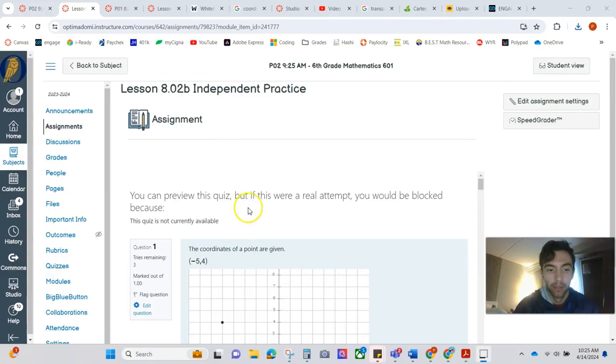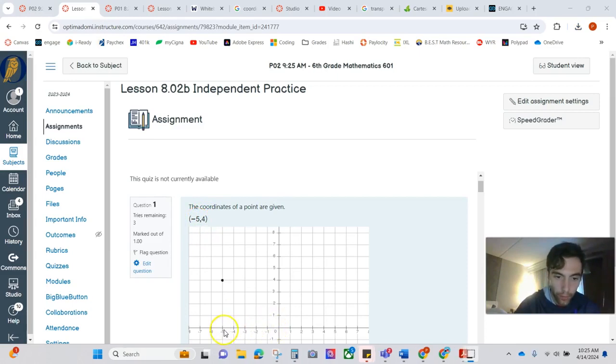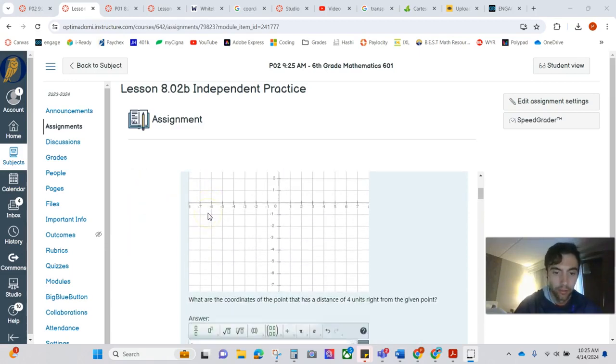8.02b, Independent Practice. Question 1. The coordinates of a point are given: -5, 4. So we went over to -5, then up to 4. Gotta shuffle on the carpet before you climb up the stairs.